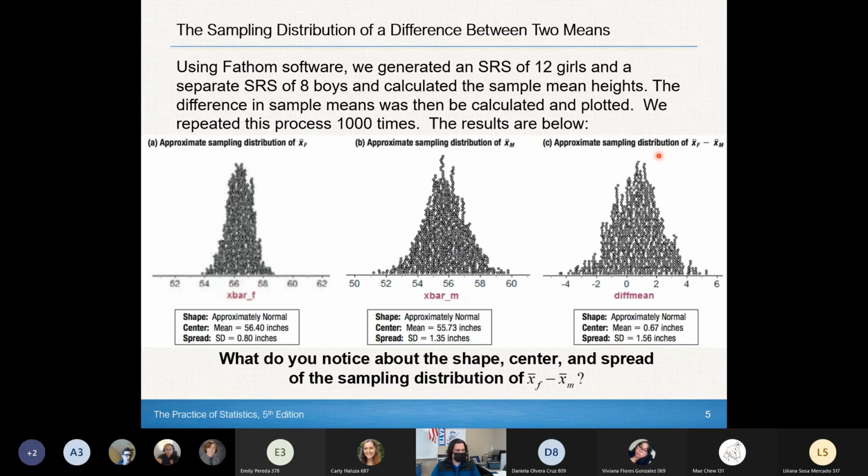All right, and what can we notice about the shape, center, and spread of the sampling distribution of the difference of the two heights? Well, just like the parent populations, it is normal. The mean is the difference between the mean of the girls' heights and the boys' heights. And again, the standard deviation will have a unique calculation that we will look at.